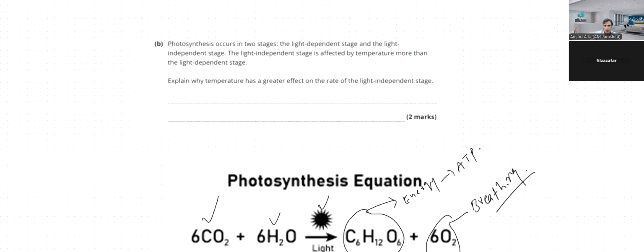Light dependent, so it relies on light, yes, the sun. It is dependent on the sunlight source. And the other one is the light independent stage, when there's no need to have light as a source of energy, which is required there.